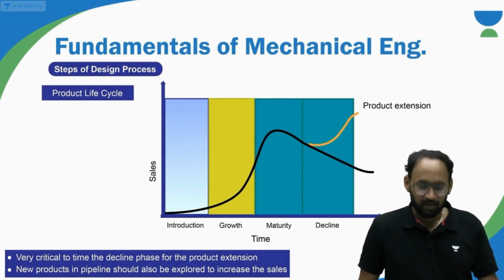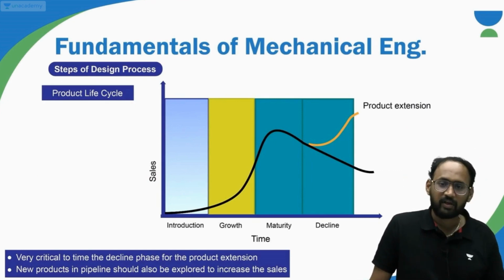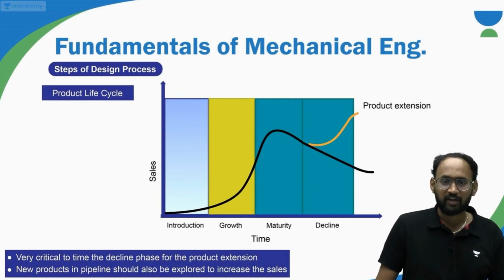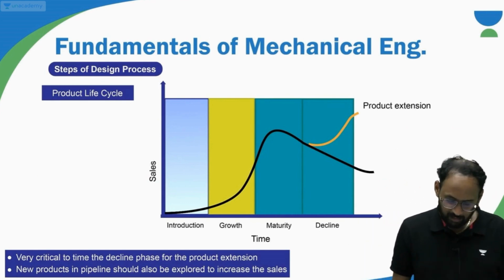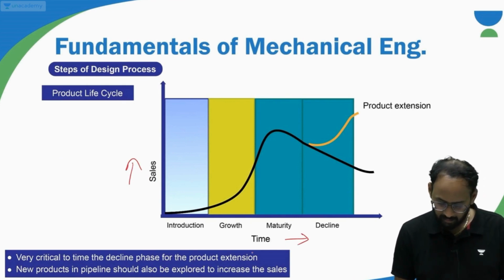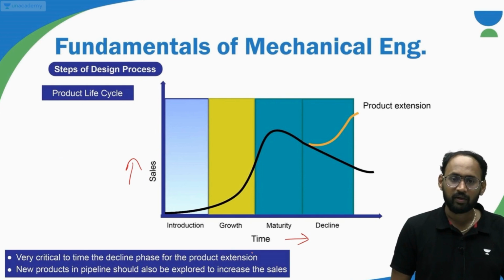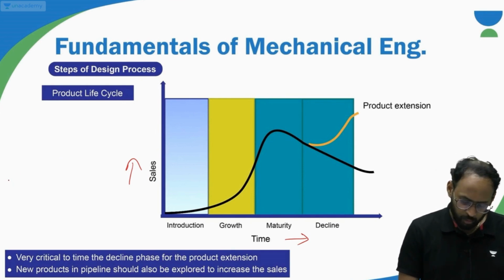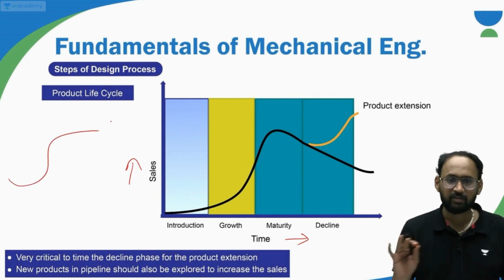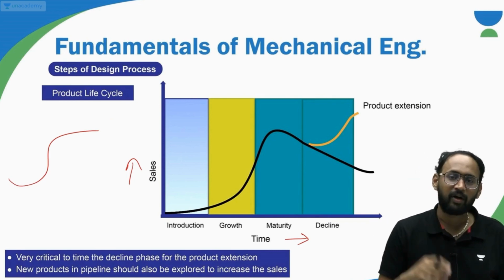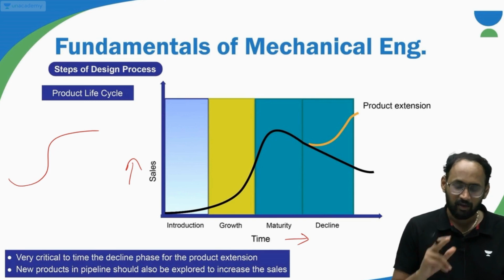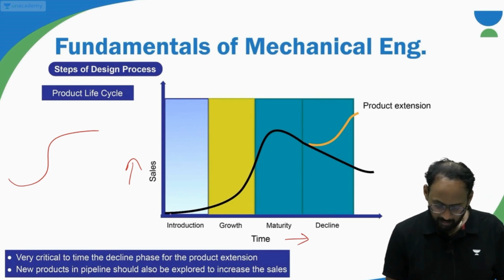I thought of also covering the product life cycle, which is also very important. On the y axis you have the sales, and on the x axis you have the time. The product life cycle usually follows an S curve. The S curve is a magic curve in business terms. It can also be applicable for product, process, and so on. From the product standpoint, it follows an S curve.